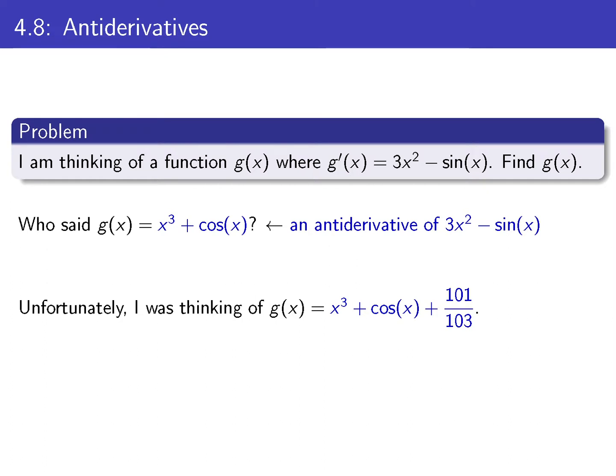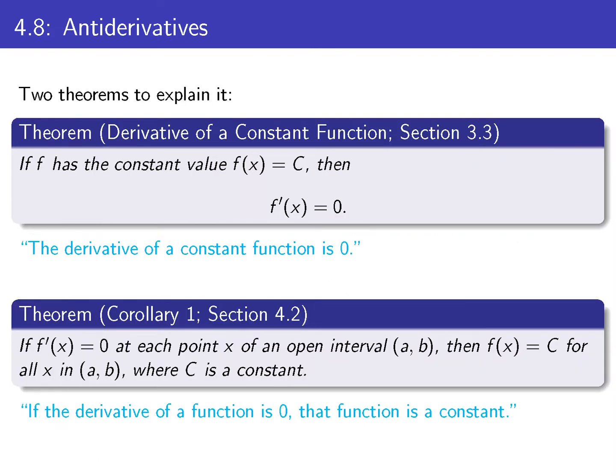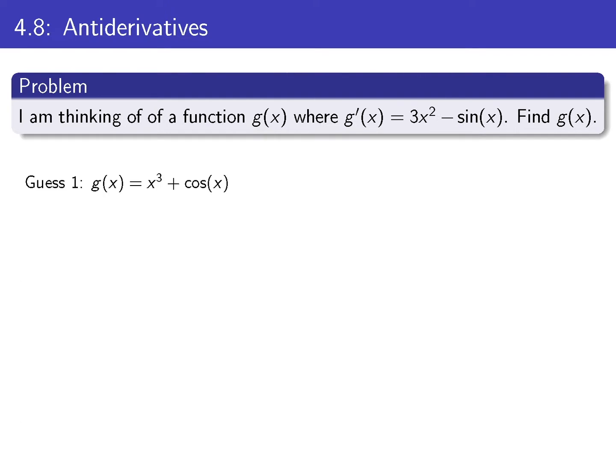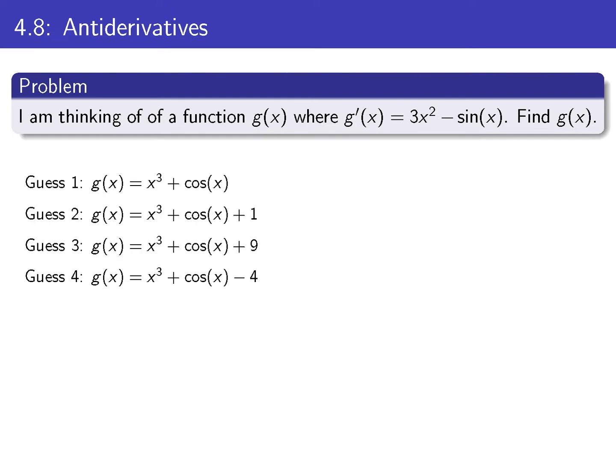So why were you unable to guess the function I was thinking about? To explain this, let's look at these two theorems that we've seen before. Way back in chapter 3, we saw that any constant function has derivative 0. In 4.2, we saw that the opposite is also true. If your function has derivative 0, it had to have been a constant. Putting this all together, we see that the only functions whose derivatives are 0 are constants. So this means there were a lot of possible answers to my original problem.